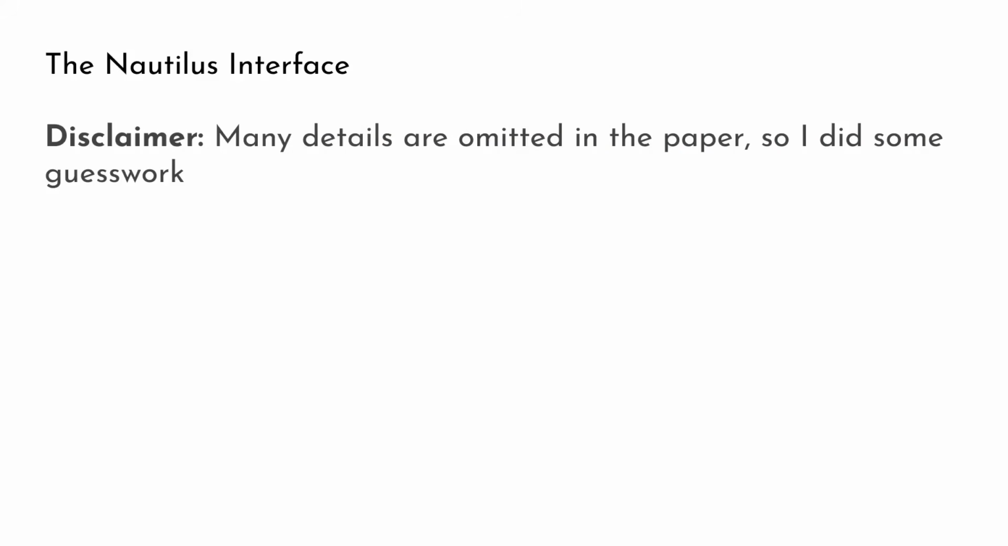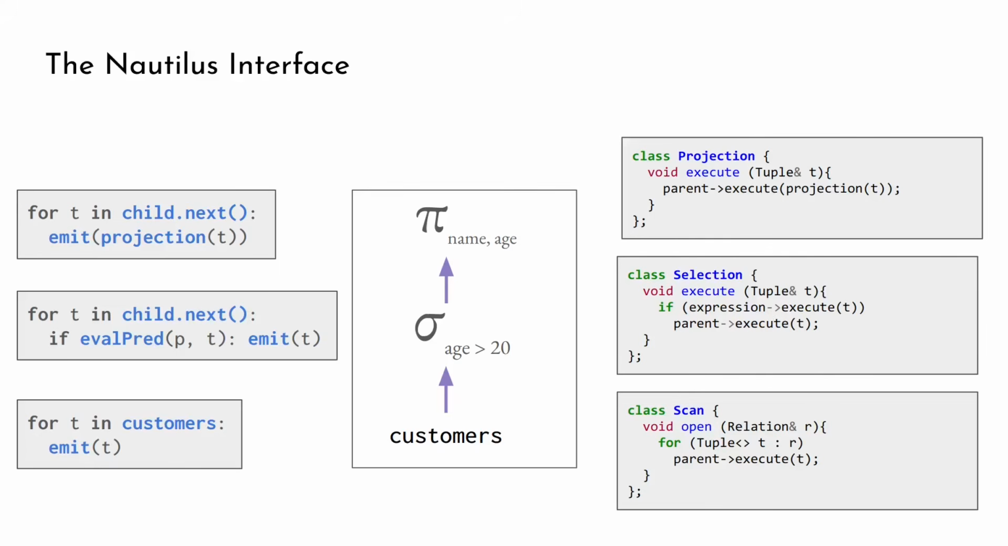Now, here's how Nautilus, I believe is pronounced, applies these ideas. This is kind of an extrapolation on my part, because unfortunately many details are omitted in the paper, so I had to do some guesswork. With this disclaimer, let's see how it works. The idea of Nautilus is that it gives you a single unified interface where you can implement your operators, thinking of them independently, as you would do in an interpretation engine. So these are the operator implementations that we wrote, and these are the operator implementations in Nautilus, as far as I can tell.